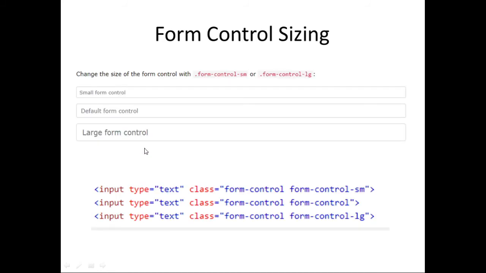Form control sizing. So you may control the size of the form using this class. We have form control SM for small size form controls, and form control LG for large form controls. So by default, it's the medium size. So we can have small and large. So how do you do this? Same, but instead of just form control, we add form control SM. Or actually, we can just remove this one, and form control LG for large.